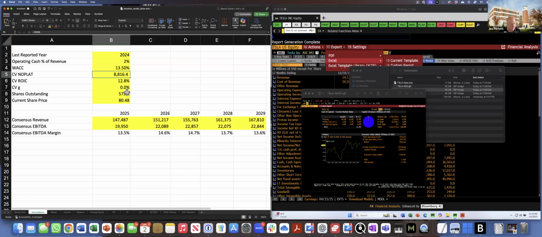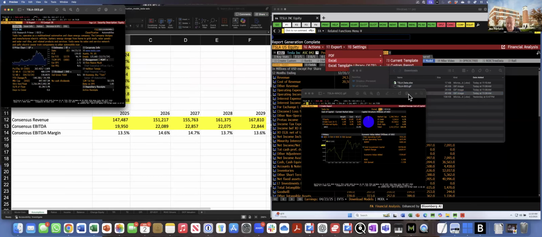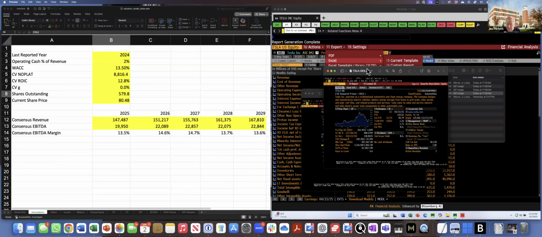Next, I'm going to need the shares outstanding. That's going to be off the DES screen. So for shares outstanding, it's right here, 3216.5. There we go. And the current share price, which at the time of the screenshot, 263.63.